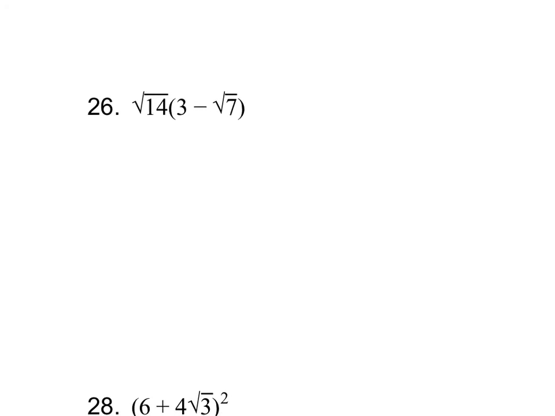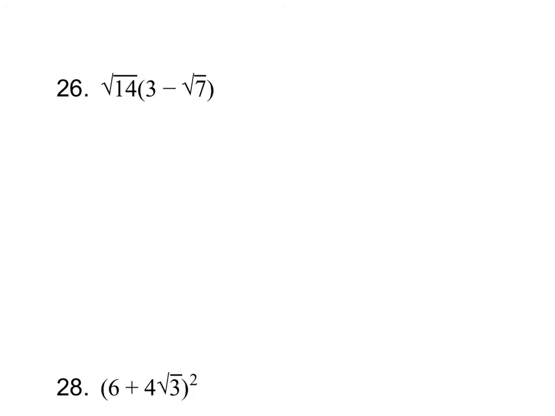Now we're going to take a look at multiplying. So number 26, we have the square root of 14 times 3 minus square root 7. Just like when we're multiplying polynomials in part 1, we can distribute when we're multiplying radicals. So I'm going to distribute the square root of 14 into the parentheses. 3 and square root 14 can't multiply, so it's going to become 3 square root 14. Then we're going to have minus, and 14 times 7 can multiply because they're both underneath the square root, and we're going to get square root 98.